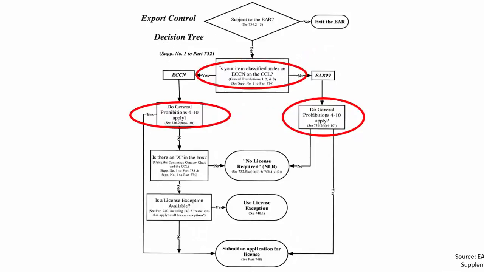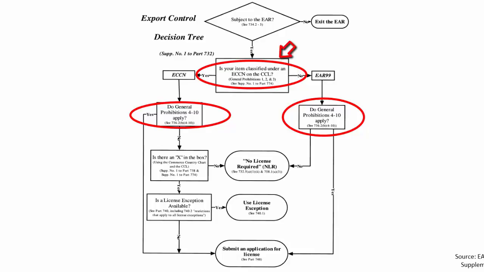This is yet another look at our export control decision tree. We're not going to go into too much detail here, but we did want to point out a couple of key components as they relate specifically to the general prohibitions. When we first introduced the decision tree, it was related to topics like, is an item subject to the EAR? We saw that at the very top of the decision tree. Now we're going to move down a little bit lower and delve a little deeper into the topics surrounding the general prohibitions.